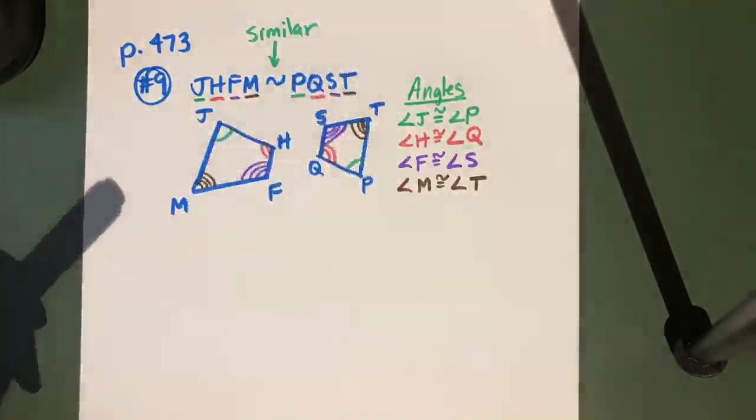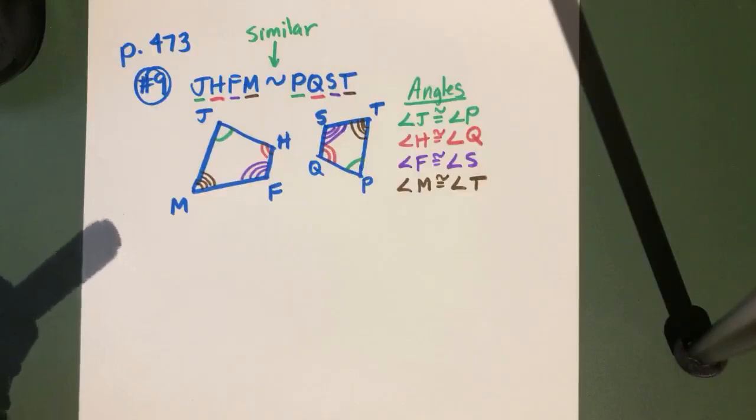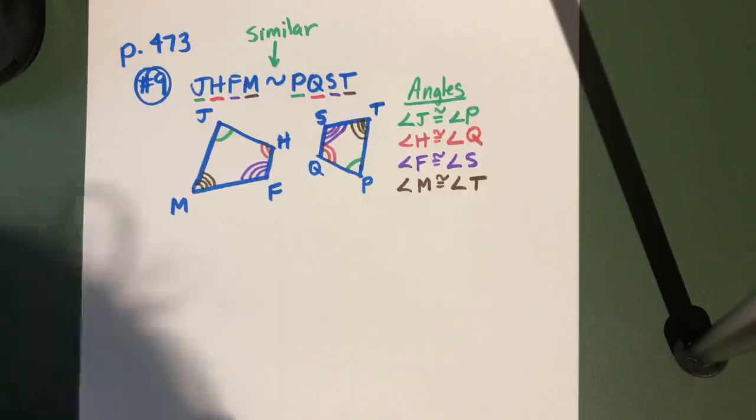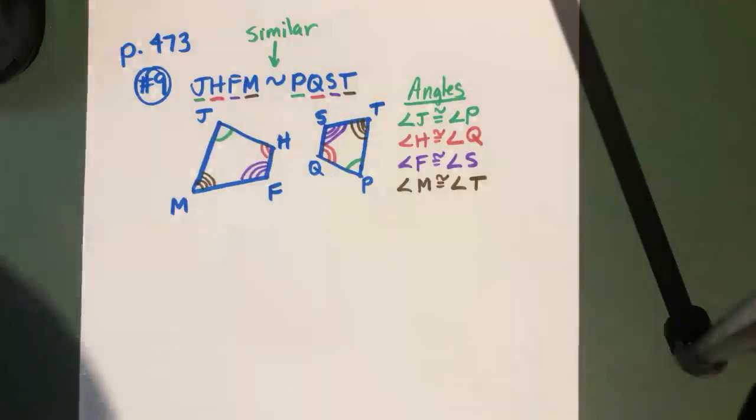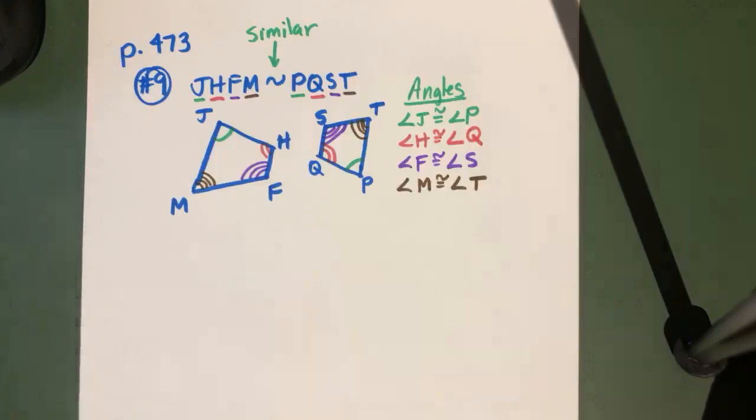The next part of the question says to write the proportion that relates the corresponding sides for each pair of polygons. So now we got to match sides up.